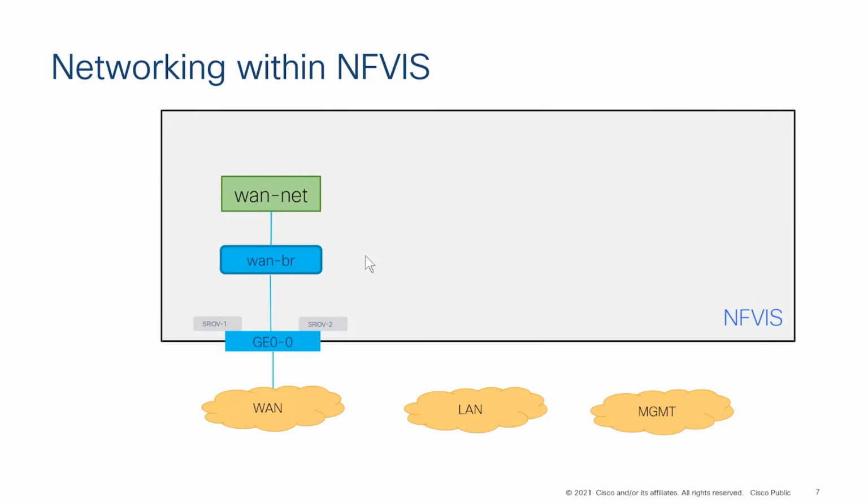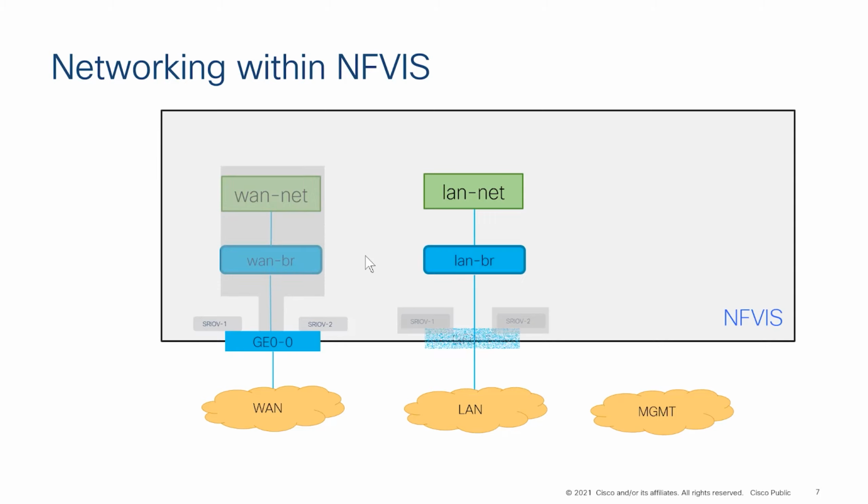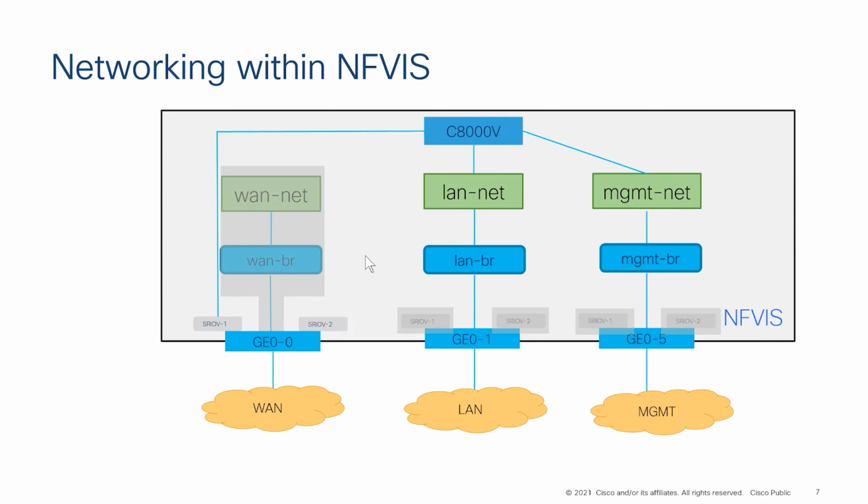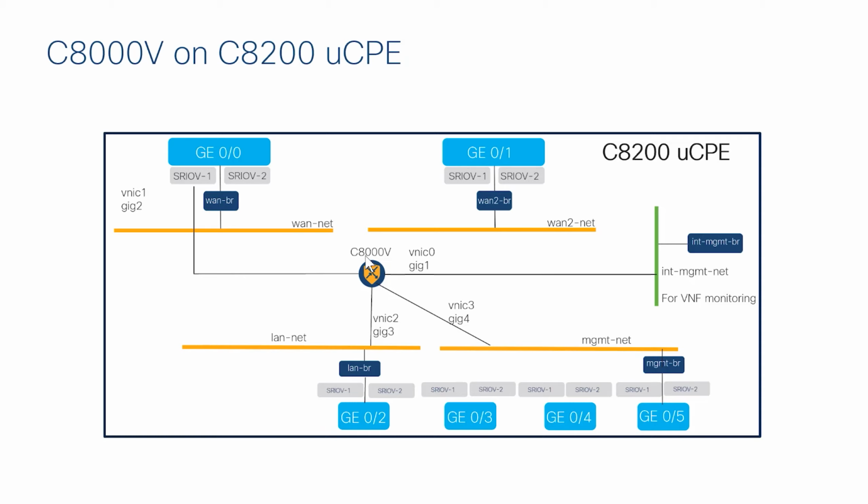Now, here is a simple networking scenario that can be done within NFVIS. Multiple networks can be created inside an NFVIS device, some of them with physical ports that connect to LAN, WAN, or adjacent devices. Or there are other networks that are internal to the device, used for connecting or service chaining the VNFs. Now, particularly for C8KV on the 8200 uCPE, the networks can be OVS, OVS DPDK, or SR-IOV.